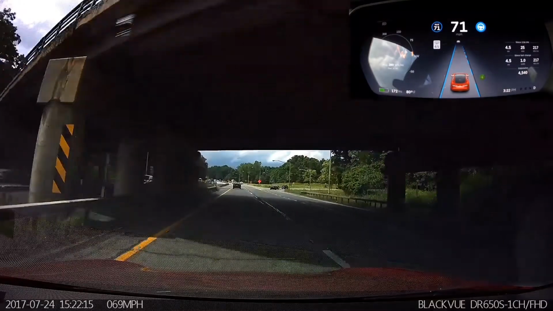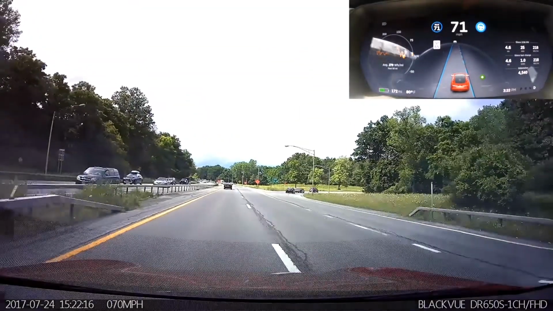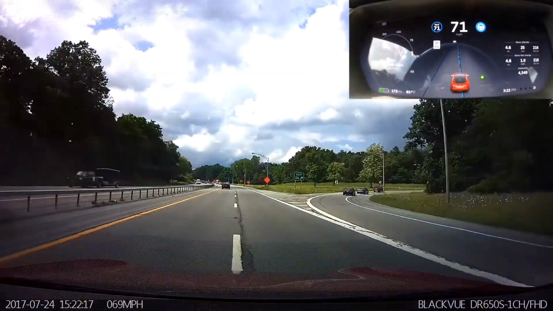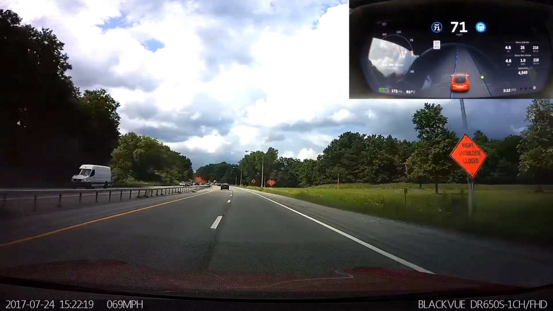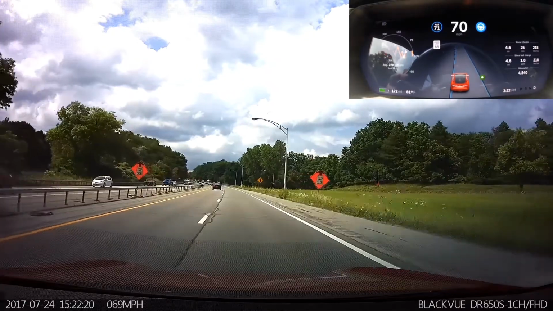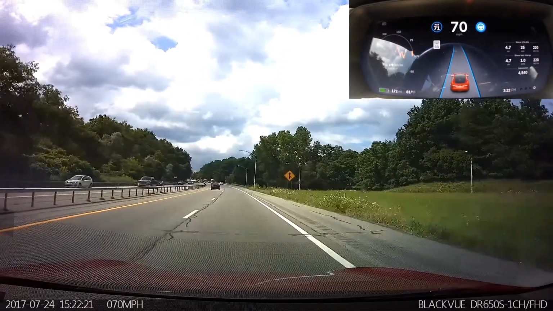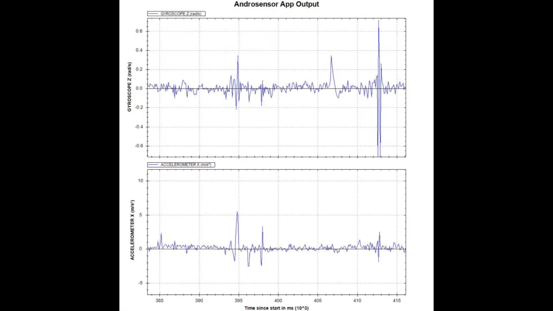So here's a right lane change, and you can see I've slowed it down, so this is running half speed. It moves over, it gets stuck on the dotted line, and then makes another move. So it makes two corrections here, as you can see in the upper right cluster panel. This is the Androsensor data.